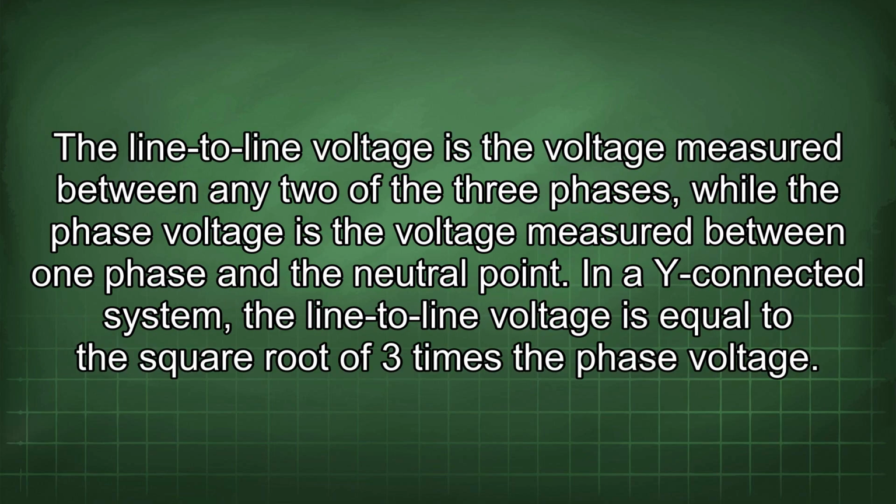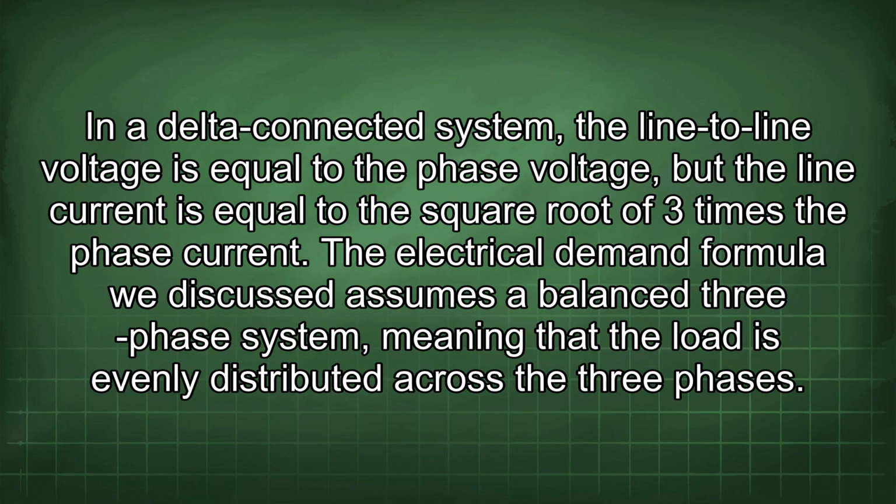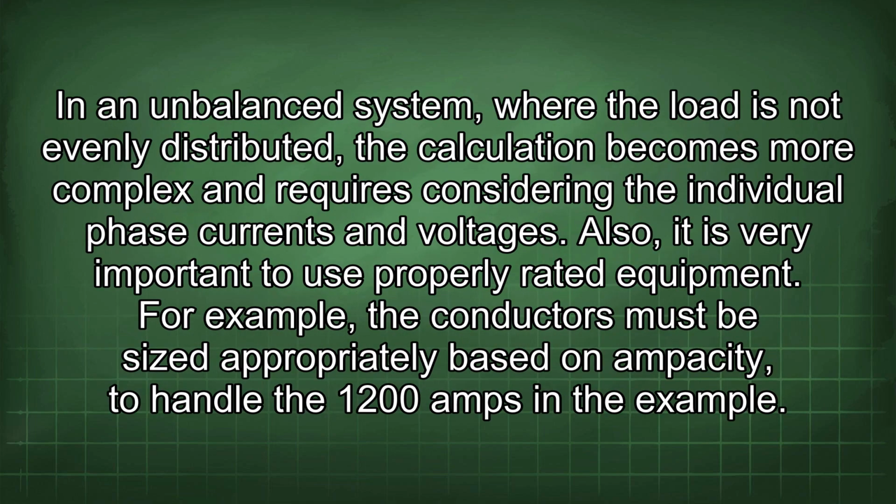The line-to-line voltage is the voltage measured between any two of the 3 phases, while the phase voltage is the voltage measured between one phase and the neutral point. In a Y-connected system, the line-to-line voltage is equal to the square root of 3 times the phase voltage. In a delta-connected system, the line-to-line voltage is equal to the phase voltage, but the line current is equal to the square root of 3 times the phase current. The electrical demand formula we discussed assumes a balanced three-phase system, meaning that the load is evenly distributed across the 3 phases. In an unbalanced system, where the load is not evenly distributed, the calculation becomes more complex and requires considering the individual phase currents and voltages.